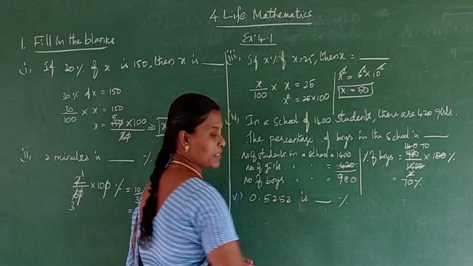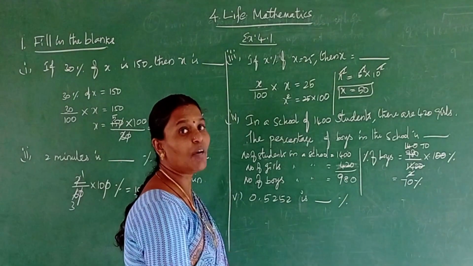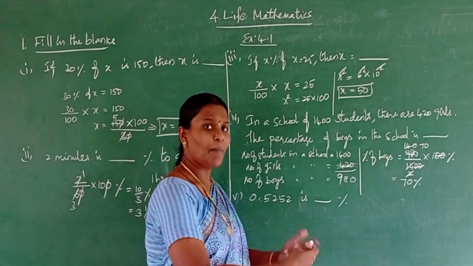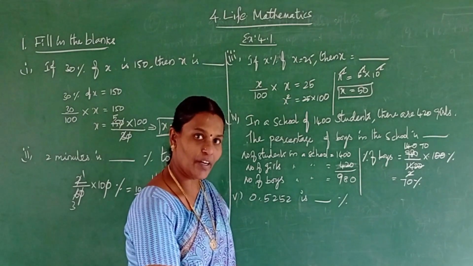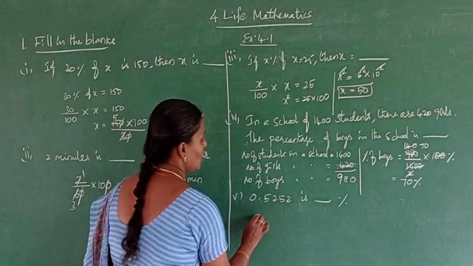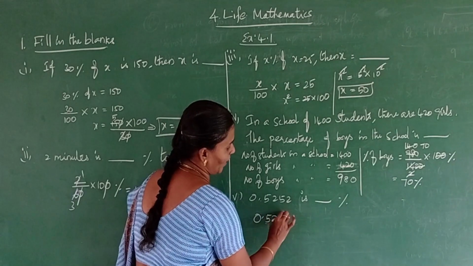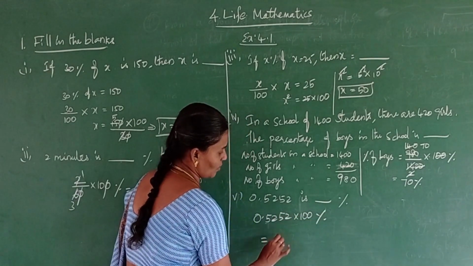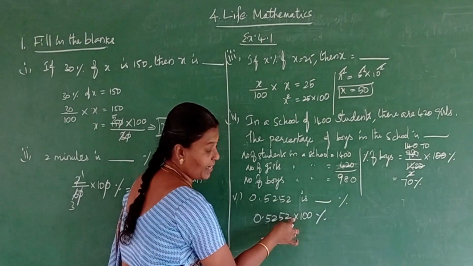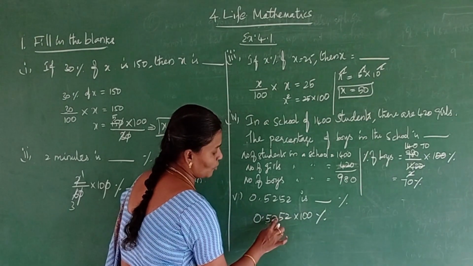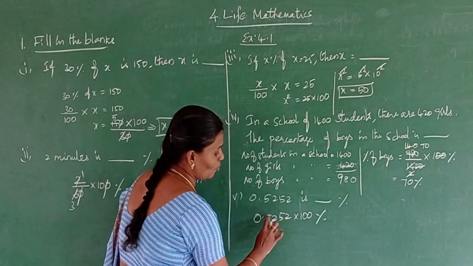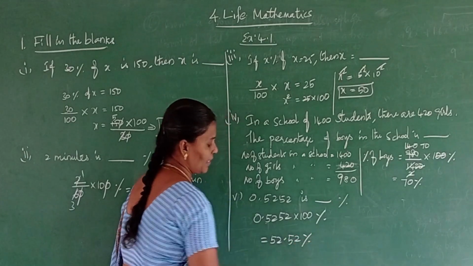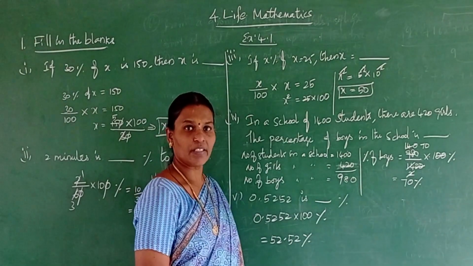0.5252 is dash percentage. That means you have to convert it into percentage. Okay, so decimal you have to convert into percentage means multiply by 100. You know already, isn't it? Good. So 0.5252 multiplied by 100 gives percentage. See here, multiply by 100, so the decimal point moves to the right 2 steps, 2 digits. So 52.52 percentage. Okay, understand children?